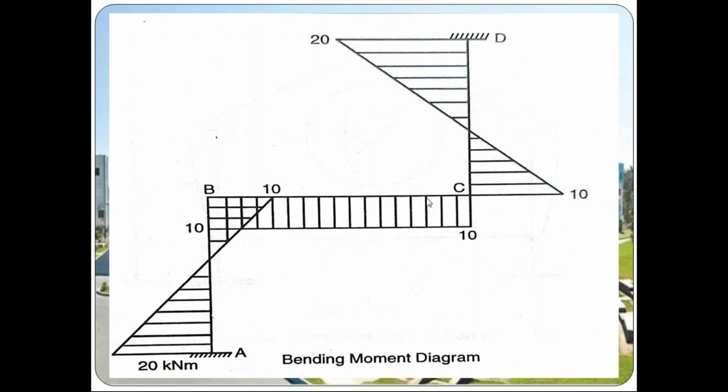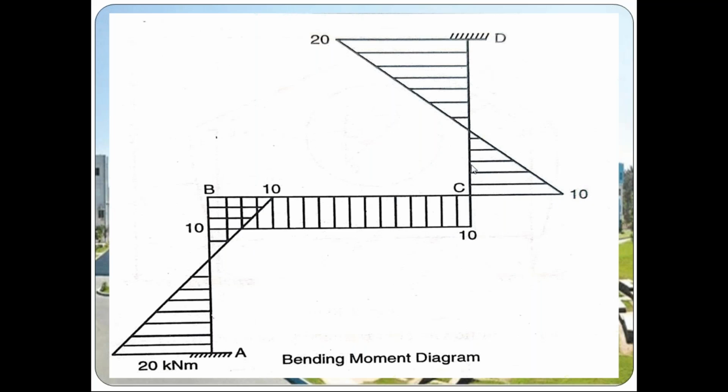Next, BC. This is a horizontal member only, so it is easy. MBC is left to right: negative value above the baseline, positive value below the baseline. When MBA is minus 10, MBC is automatically plus 10. MBC is left to right, positive value, so below the baseline. This is the point. Then MCB, right to left, positive value above the baseline, but in this case we are getting minus 10, so below the baseline, and we connect these two points.